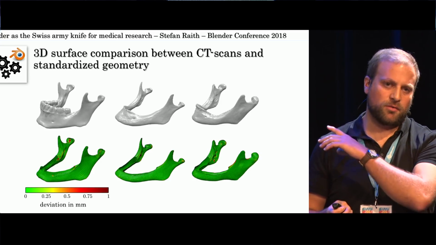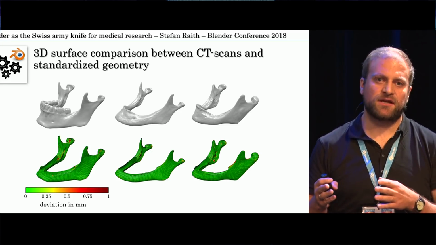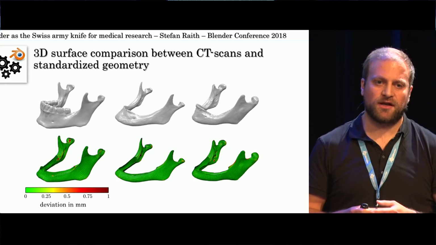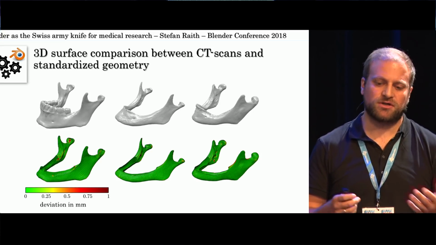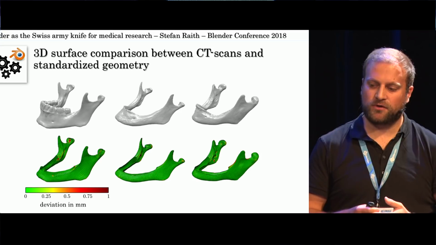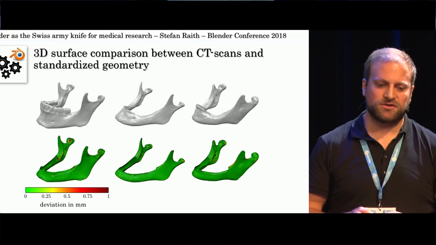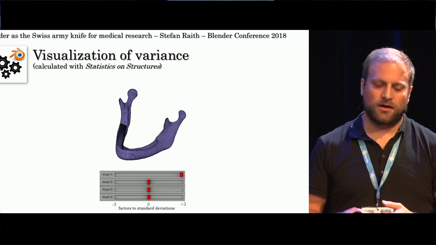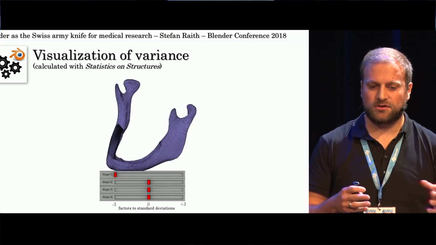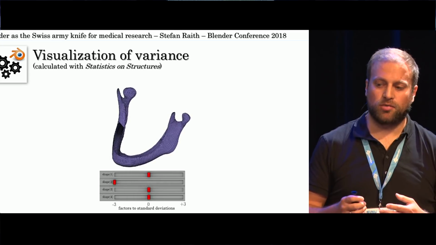So on the top, you always see the segmentation from CT data, and on the bottom you see the standardized geometry, and we take advantage of the 3D comparison functionality that shows us that we have a deviation that is way below 1 millimeter in most of the locations. And this can then be fed to our analysis tool, where we can analyze the mean shape and also calculate some different shapes, like with principal component analysis.